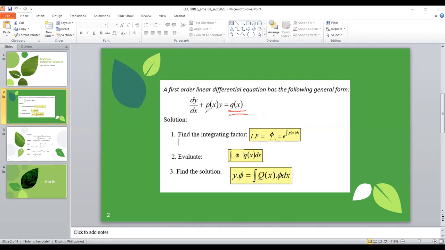Your P of X is the expression that is being multiplied to Y on the left side of your DE. So the requirement for your first order differential equation to be linear is you should have these three. You have the derivative, you have this P of X times Y, your unknown function expression, and you have the Q of X on the right side. If it does not conform to this form, class, don't solve it using the linear technique because that would give you a wrong answer for your differential equation.